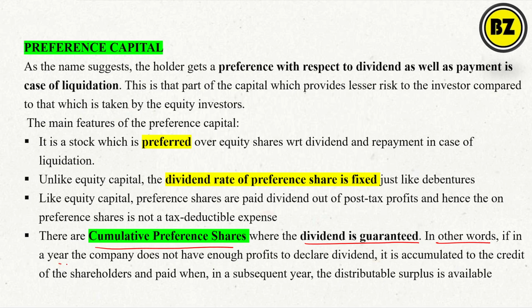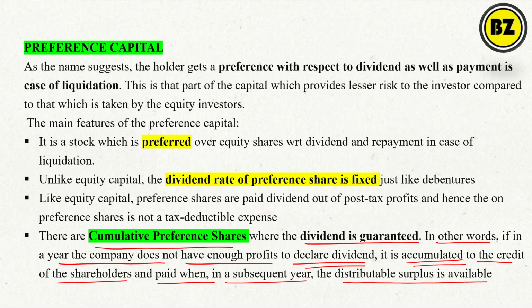if in a year the company does not have enough profit to declare the dividend, then it is accumulated to the credit of the shareholders and paid in the subsequent years, when the distributable surplus is available. That means in the future, when they have sufficient money, they will pay all the previous years' dividend. That is what cumulative means. They can accumulate it.